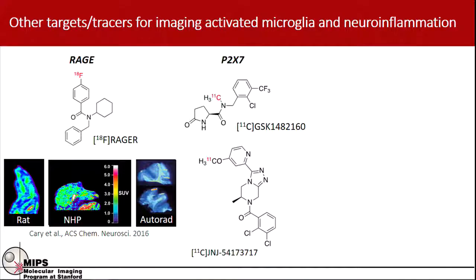Probably the hottest target after TSPO for imaging microglia has been P2X7, this purinergic receptor, an ATP-gated ion channel. And there's been a number of tracers for this target. Michael talked about them, so I won't go into too much detail. But suffice it to say that these are probably the top two molecules people are looking at. This GSK molecule has been evaluated in LPS mouse models, also in EAE. It's been translated now to human studies. We're awaiting the data for that. And the J&J molecule shown at the bottom has also undergone extensive validation.